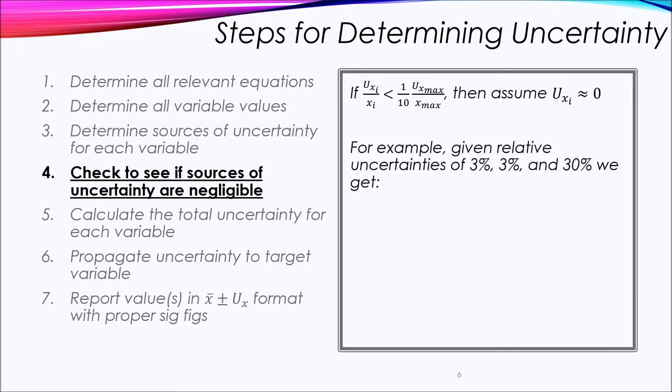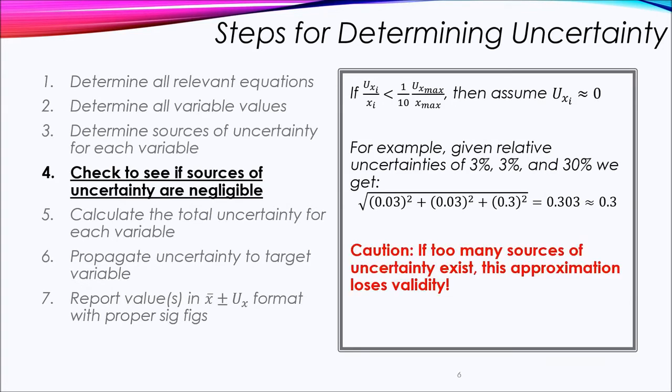Now, as an example, I'm going to bring in relative uncertainties of 3%, 3%, and 30%. And if you run through that calculation using the RSS method, you get the result being 0.303, which when you do some rounding, it actually turns out to basically be 30% still. So it's unaffected when you consider significant figures. Now, a note of caution, if too many of these sources exist, then this approximation isn't as valid. So if I had 30 different measurements of 3% uncertainty and then one of 30%, then it will actually have an impact on your system. But if you only have a handful of them, then it's fine to ignore them.